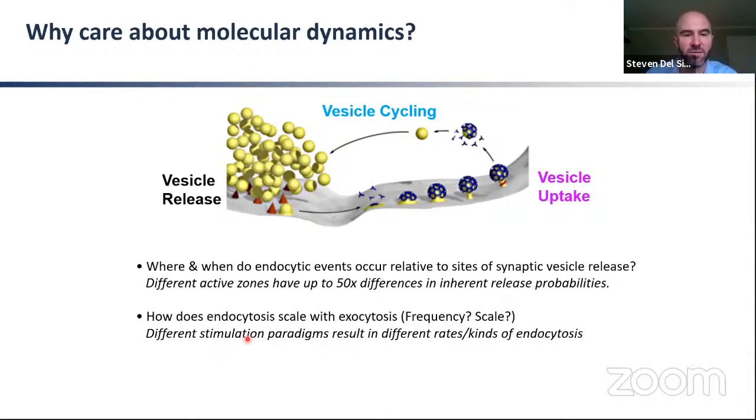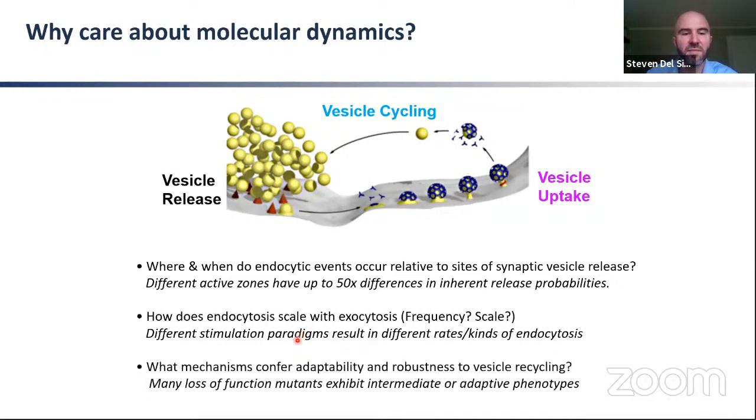And we know that different stimulation paradigms result in different rates and kinds of endocytosis. And finally, what are the mechanisms that confer this adaptability and robustness to vesicle recycling? And one of the challenges, I think, to understanding this is that lots of mutant phenotypes really have very intermediate or adaptive phenotypes. And so that makes it hard to really unambiguously ascribe specific functions to individual genes, simply by looking at the effect on endocytosis.